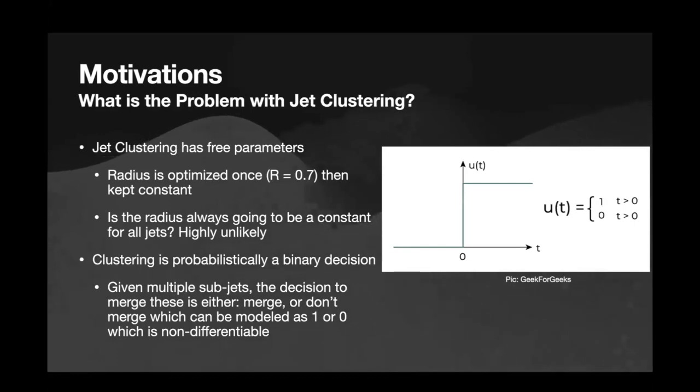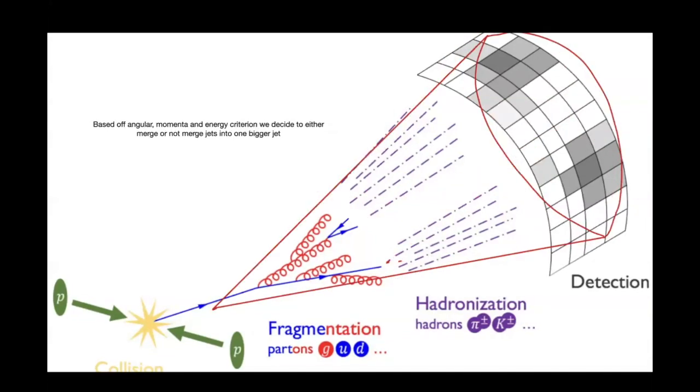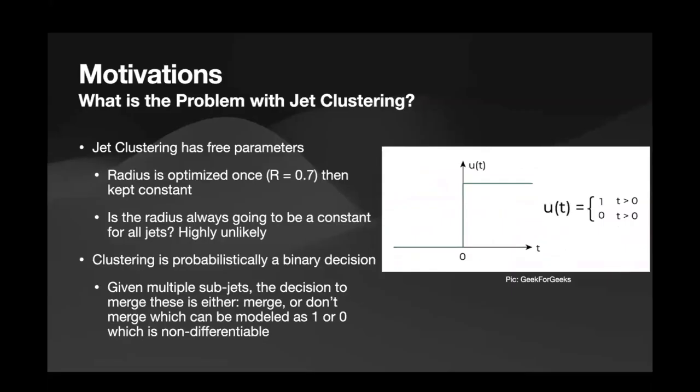On top of that, clustering itself, when you have these little subclusters, so if you look at this, you have two different subjets and your decision to merge or not merge, right? In this case, you merged it together into one jet. Probabilistically, that decision to merge is just a binary decision. It's either you merge or you don't merge. So you can model it as a step function on the right. This step function has 0 or 1. You can imagine that 0 is a not merge decision and 1 is a merge decision, right? So given a bunch of subjets, you have to decide whether to merge or not merge.